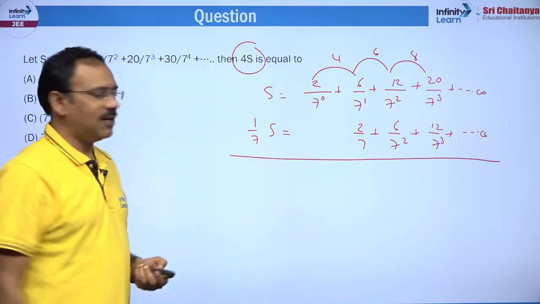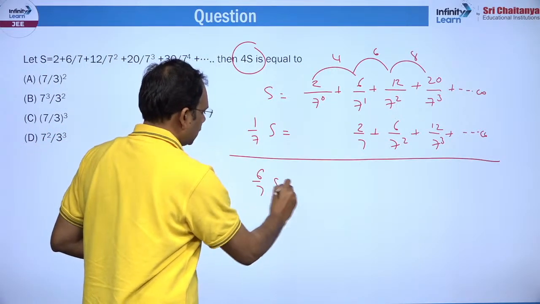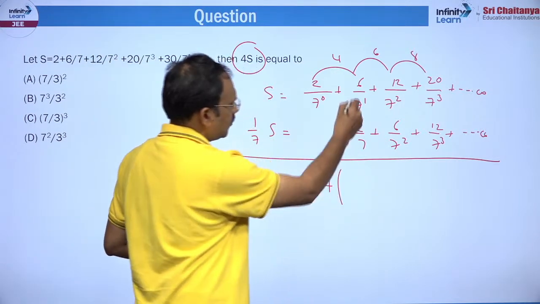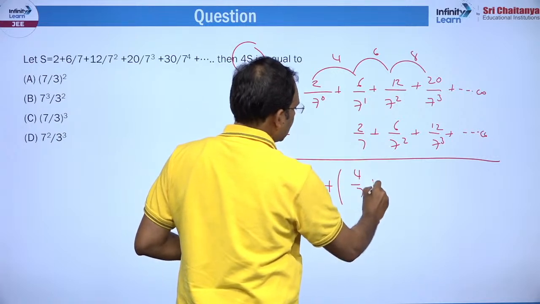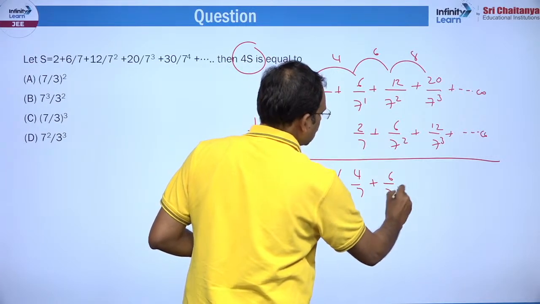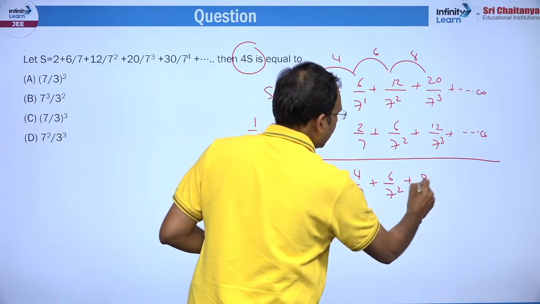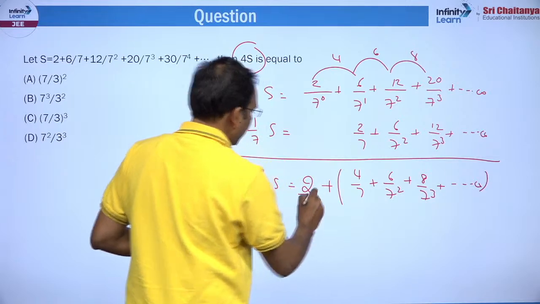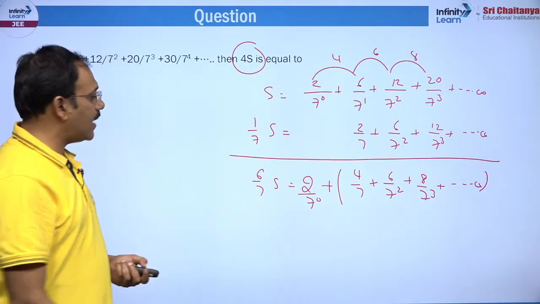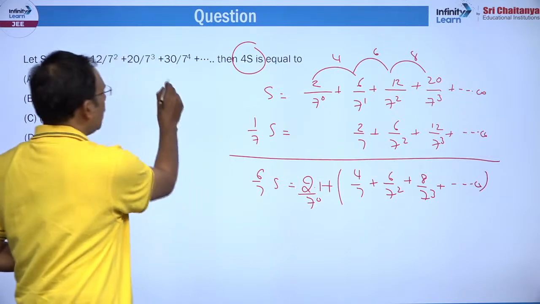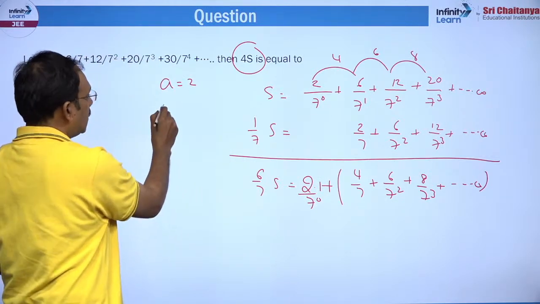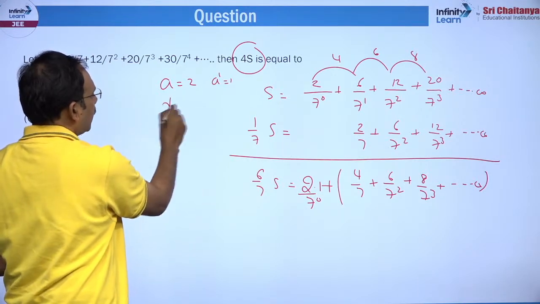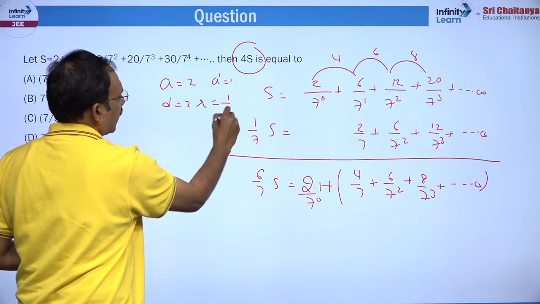You just subtract here, friends, you will get 6 by 7 into S, which you can say is 2 plus 4 by 7, this is 6 by 7 square, this is, I can say, 8 by 7 cube, and so on infinite. Here also you can write 2 by 7 power 0, which is an AGP where the AP's first term is 2, the GP's first term is 1, and the common difference is 2, the common ratio is 1 by 7, right.